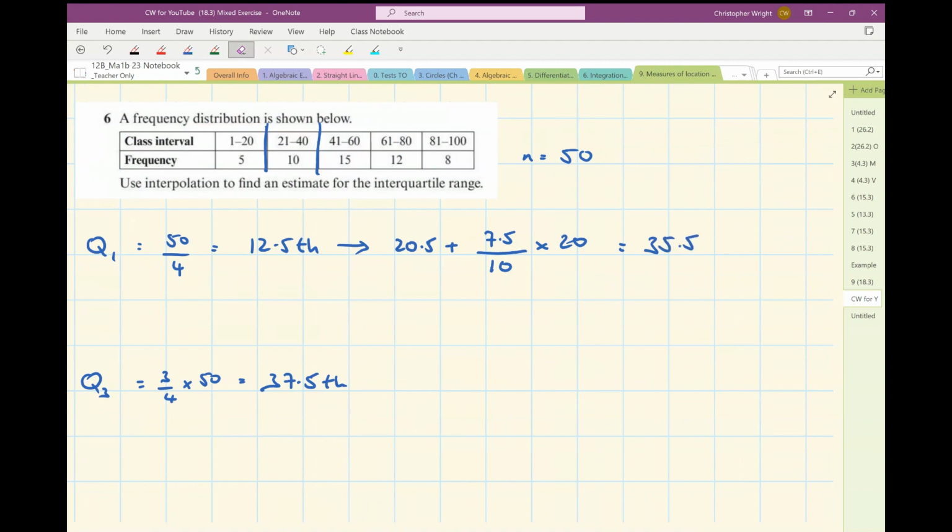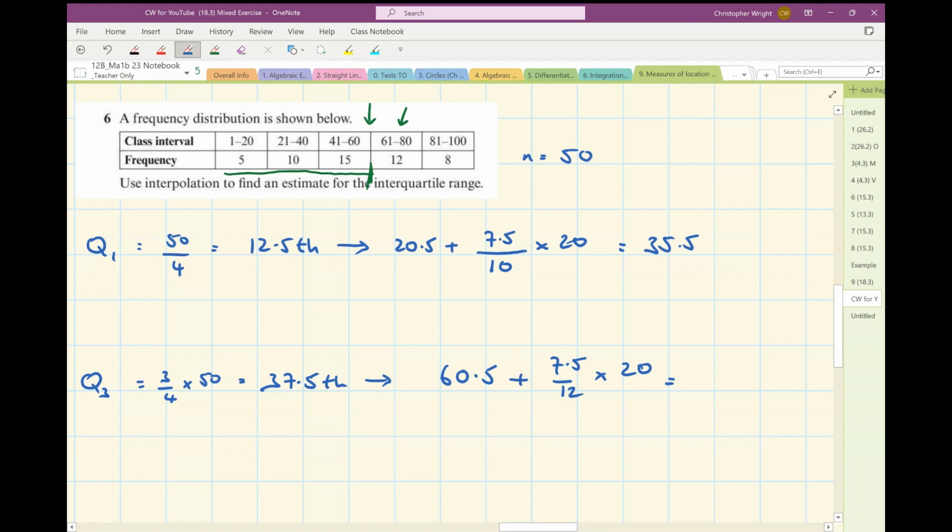Now, Q3, I'm looking for the 37.5 value. That's the first 30. So I'm going to need to go 7.5 into this class, 7.5 out of 12. So I'm going to have 60.5, the beginning of that class, plus 7.5 out of 12 times the width of the class, which is 20. So that gives me a Q3 of 73.